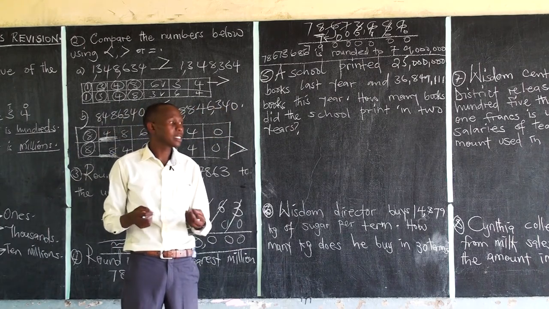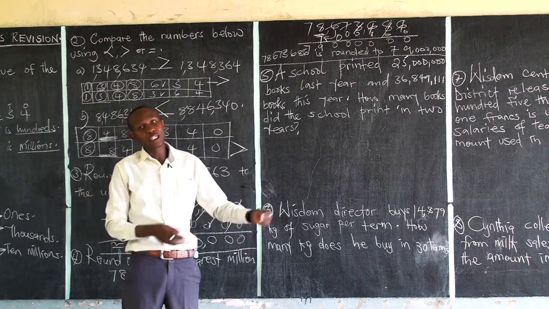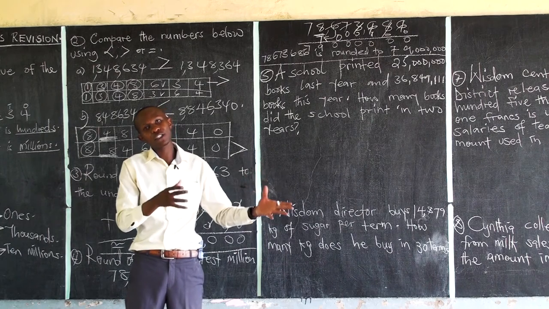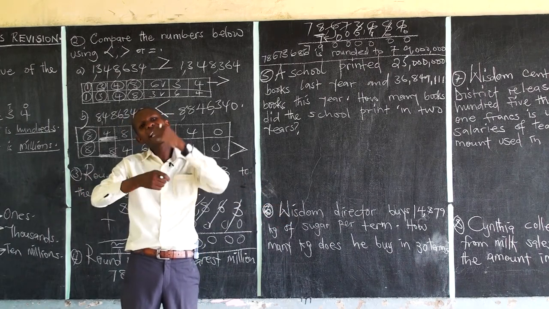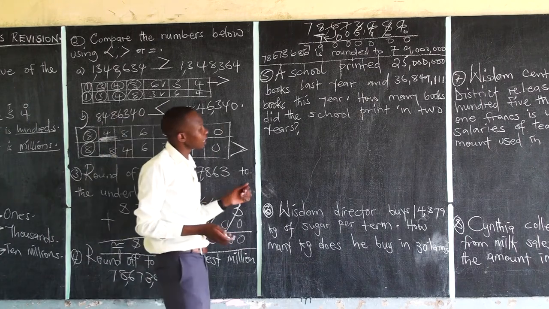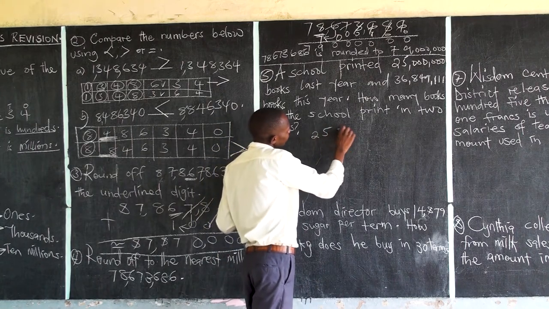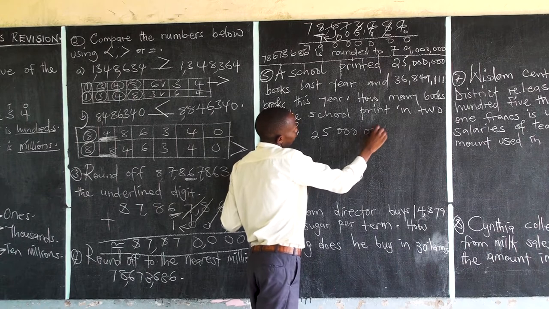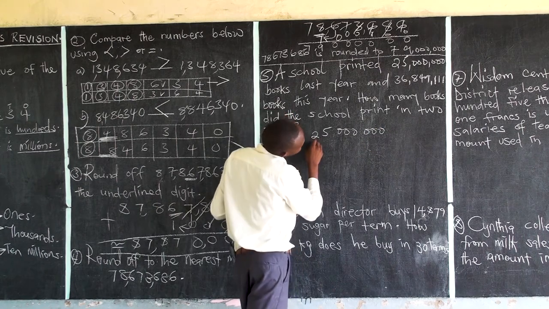So you realize that when I print and I keep in this room, tomorrow or another day I print more books, I also bring them in this room. Then they will be adding, they will not be subtracting. So we shall have the first year's books, that is 25 million. We add on the second year's books, that is 30.